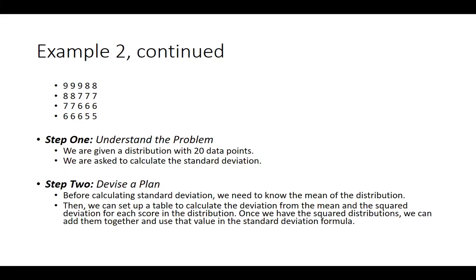So understand the problem: 20 data points, we need to find the standard deviation. Devise a plan. What do we need for standard deviation? Well, we need to know the mean, and then we have to set up a table that has a row for every single data point.